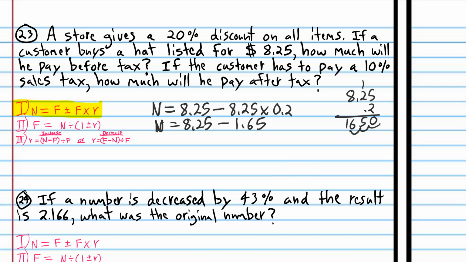But if we're decreasing by 20%, we subtract. So then we just have to do 8.25 minus 1.65, remembering to line up the decimal because it's subtraction. We can't subtract 6 from 2, so we have to borrow from the 8. That becomes 12. And we have $6.60. So that is the before tax price. That's what the store is going to charge.